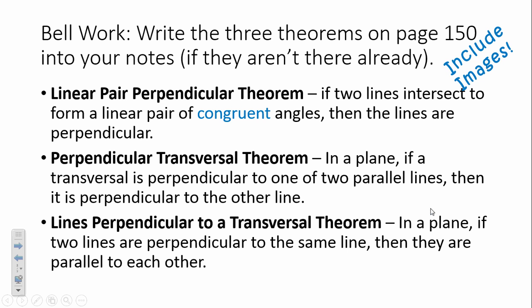The third one is the lines perpendicular to a transversal theorem. And it says in a plane, if 2 lines are perpendicular to the same line, then those lines have to be parallel to each other, which kind of makes logical sense.